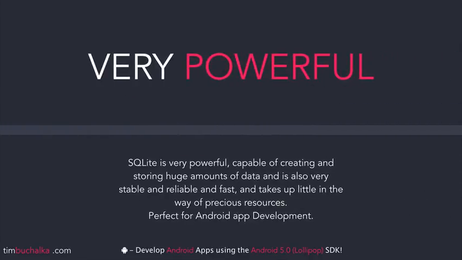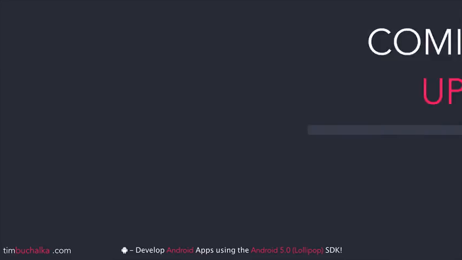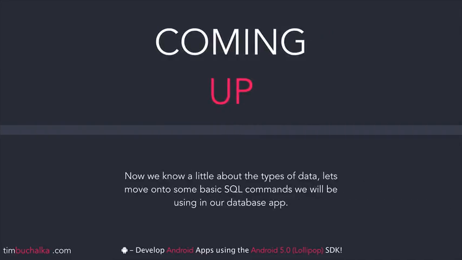Extremely powerful. SQLite, as I've mentioned before, is very powerful. It's capable of creating and storing absolutely huge amounts of data. It's also very stable and reliable, as well as fast, and takes up very little in the way of precious resources, which, putting all this together, of course, makes it the perfect database for Android app development. Okay, so that's a bit of an overview of SQLite data types.